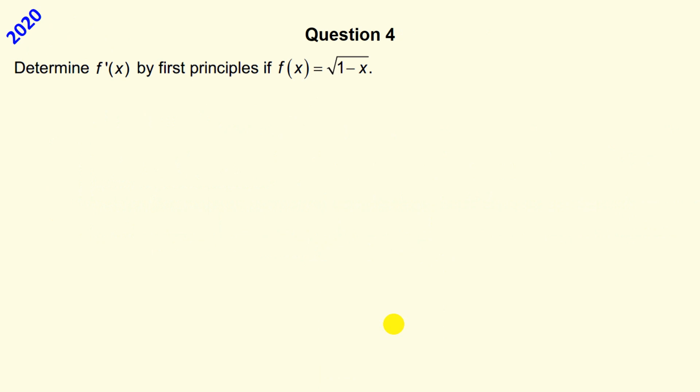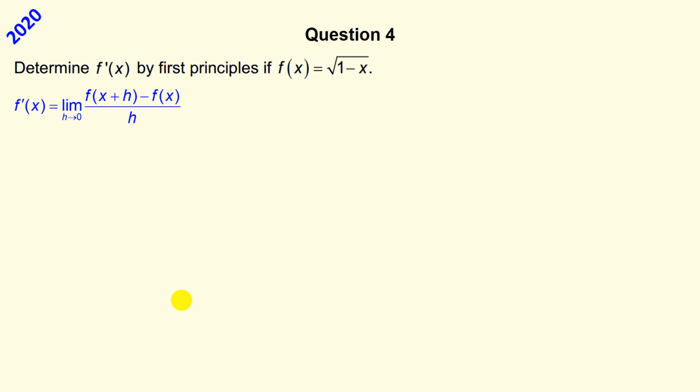So here's a first principles question. There's usually a first principles question in, and it's much the same as what you did in core maths. The only difference is it's more complex. Either they're more complex fractions or you have square roots. So the first thing we're going to do is apply our formula for the derivative.